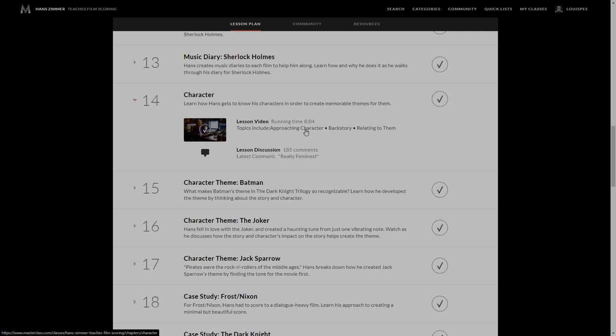Then 14 to 19 is all about character. Now, all characters have themes. You have Batman, you have the Joker, you have Jack Sparrow, of course, Pirates of the Caribbean, Frost Nixon, The Dark Knight. So in lesson 14, you see characters. So learn how he learns about them in the first place, what makes them impactful, what makes them memorable, and then how he builds a relationship with them. So approaching the character and getting that personal relationship, the backstory, what's relating to them, and then he jumps right into real world examples.